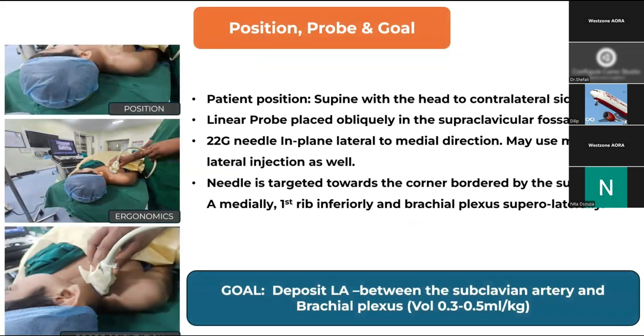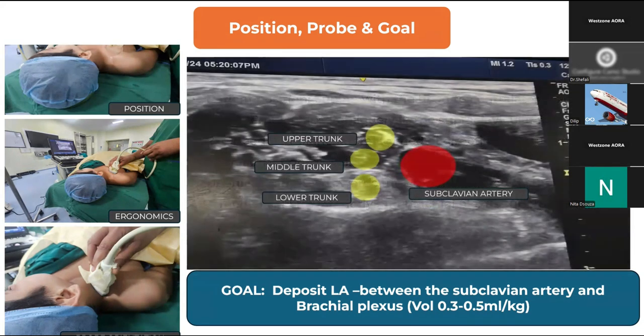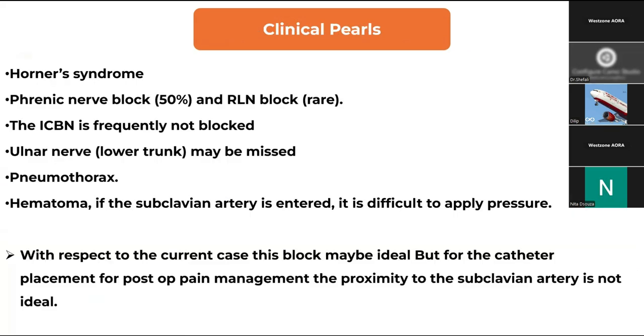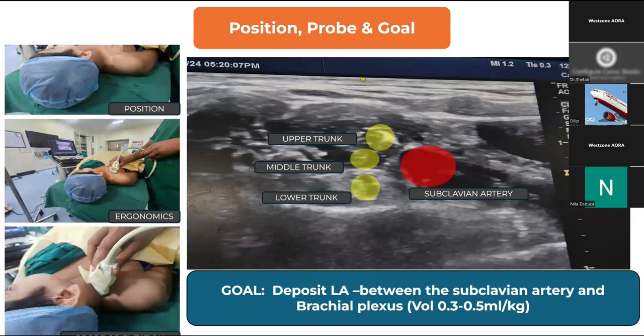Again, the patient is positioned in a similar way. The same linear or hockey stick probe can be used. The needle is targeted towards the corner. So you can see the upper, middle, and the lower trunk, and the drug is deposited between the upper, middle, lower trunk and the subclavian artery.